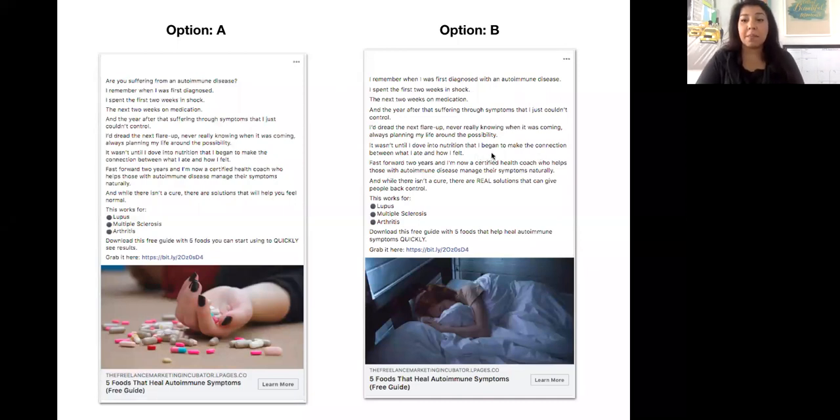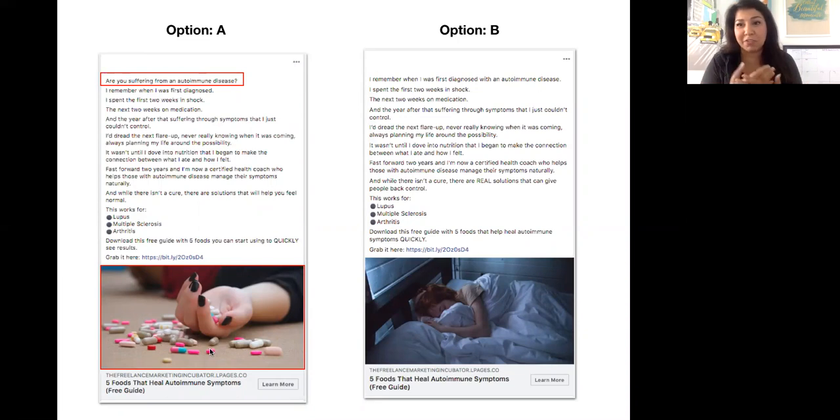So that is correct. B would have been approved, whereas A would not have been approved. Here's why. The first is because we're saying, are you suffering from an autoimmune disease? We're talking to the user and attaching what could be perceived as a negative characteristic or struggle. So that's step 1, you can't do that. The second thing here is we have an image that talks about drugs, right? That was one of our obvious rules. So we don't want to do that. That is going to get us into trouble.